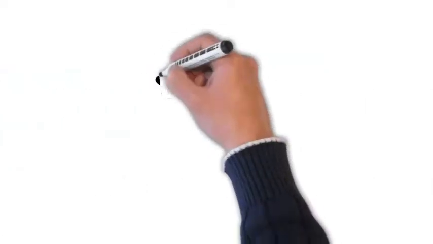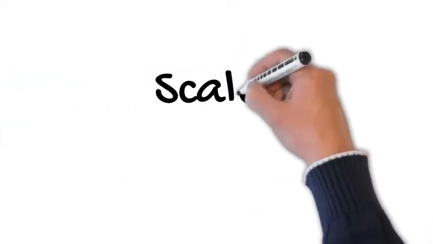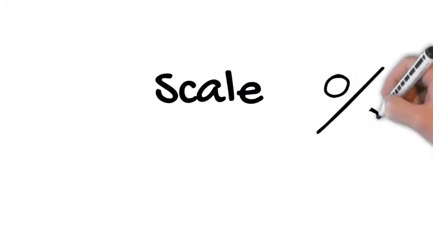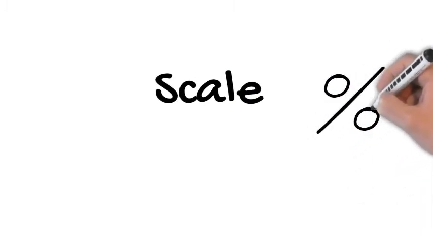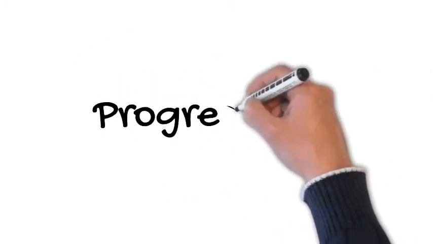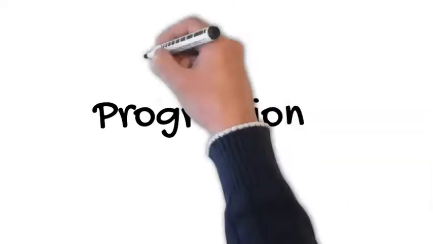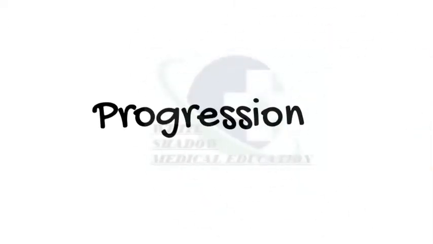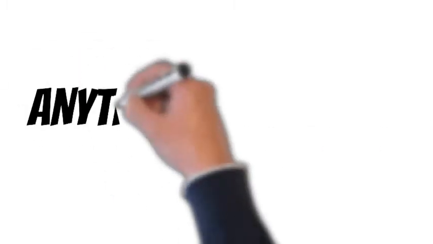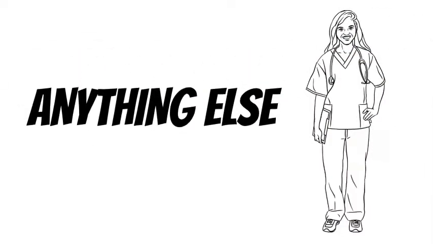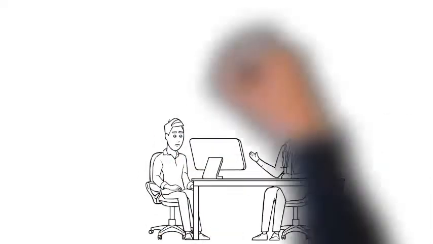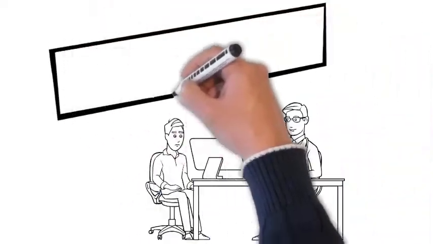Scale: if I was to give you a scale from 1 to 10, where 1 is the lowest and 10 is the highest, how do you scale the pain? Progression: has the pain changed over time? Is it the same, getting better or worse? How is this pain different from previous episodes? Duration: how long is it present? Anything else? At this point, we have ruled out possible differentials and have established the diagnosis of myocardial ischemia.